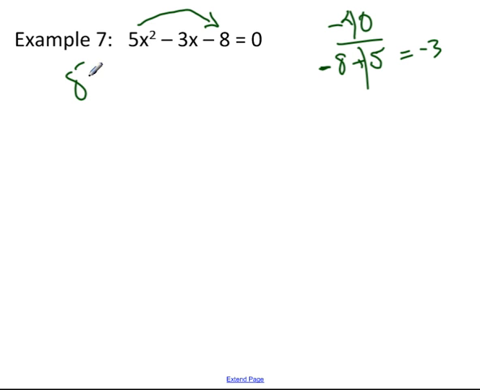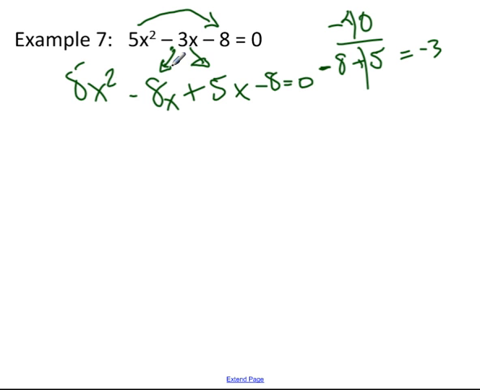So I've got my 5x squared. My 3x is going to be my split here. Minus 8x plus 5x minus 8 equals 0. So again, just rewriting things except for splitting that 3x into my minus 8x and my plus 5x.